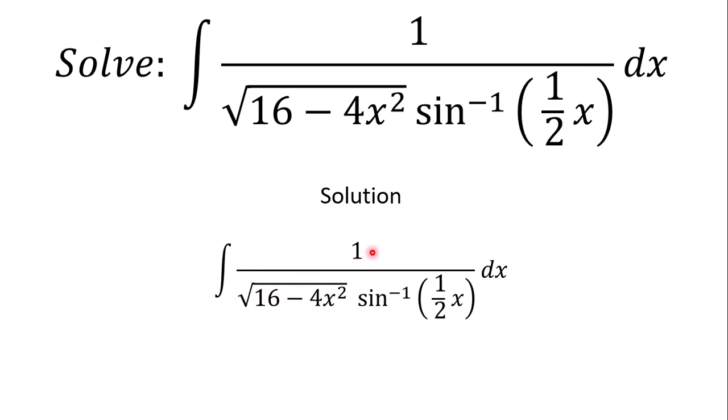Okay, indefinite integral of 1 over square root of 16 minus 4x squared times sine inverse of 1 over 2x dx. As I said earlier on, even when you look at this, you might think it's very difficult. Even the way it is appearing, you still think it's difficult. But the moment we figure out the approach, you could see, oh, it's not that difficult as we were thinking it is.